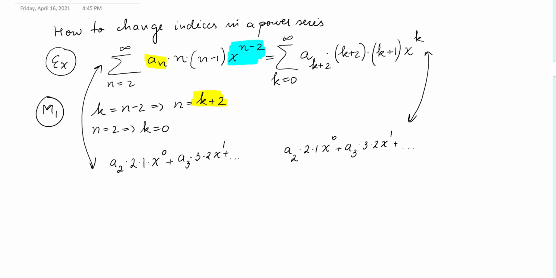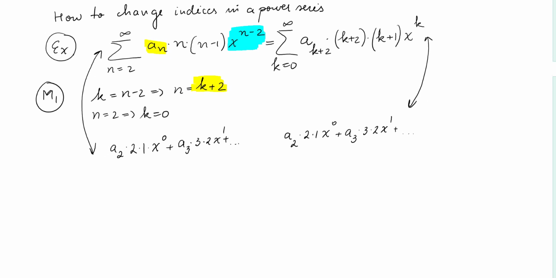but it doesn't matter if it's k, so I can go back and rewrite it as the sum from n equals 0 to infinity of a sub n plus 2 times n plus 2 times n plus 1 times x to n. So I can have it back in n and it is going to generate exactly the same terms regardless of the letter that you are using. Just be careful that when you make the conversion, you are converting it back using the correct substitution.